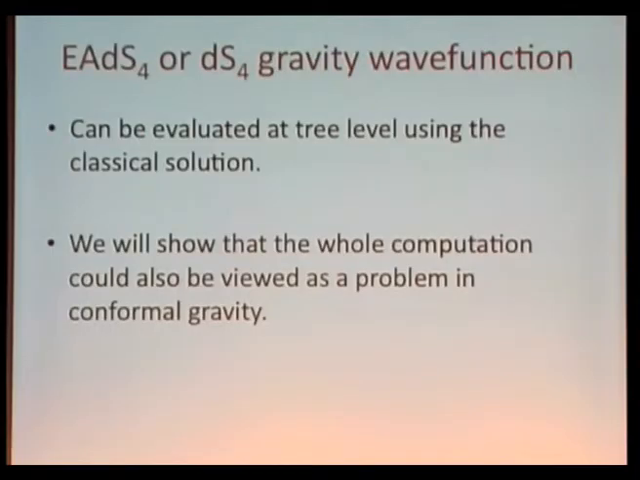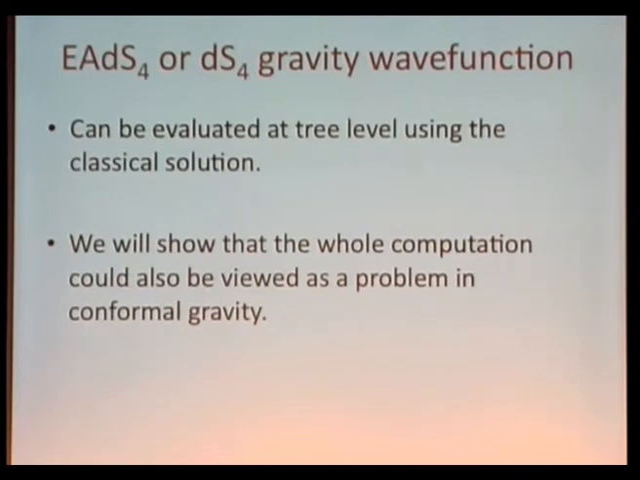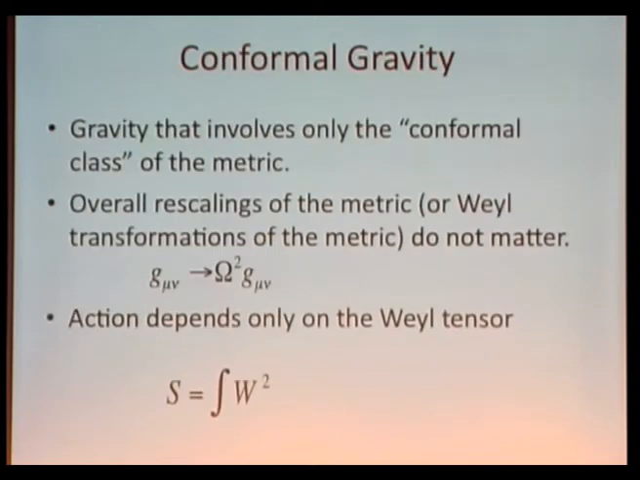Now let me discuss the relationship between calculations in AdS4, in Euclidean AdS4 or dS4, and conformal gravity. So what we will see is that this problem is just a classical problem of computing the tree-level classical solution and wave function. So the problem we discussed a moment ago will show that this problem in 4 dimensions can be viewed as a problem in conformal gravity.